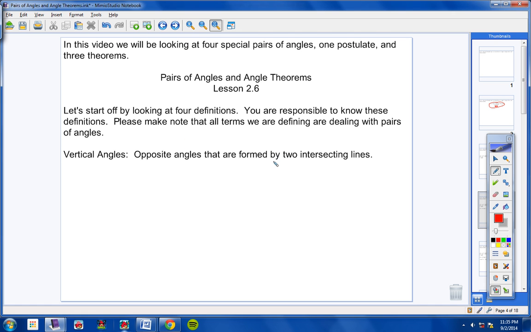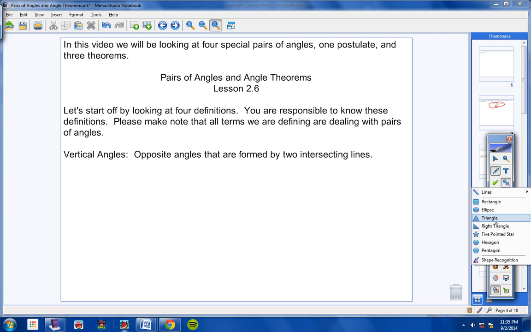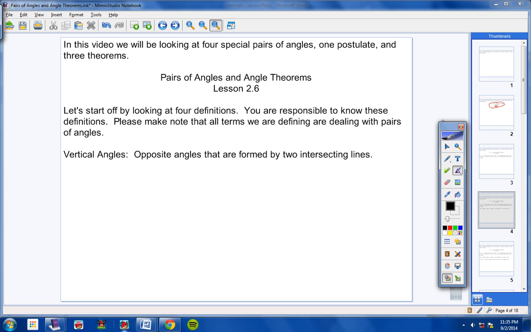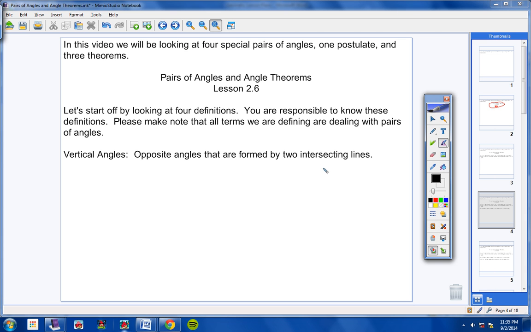Here's the first definition I would like you to write down. I will pause for a second while you write this down. Vertical angles. What are vertical angles? They are opposite angles that are formed by 2 intersecting lines. Vertical angles are opposite angles that are formed by 2 intersecting lines. Take a second, copy that down, and then I will give you a picture of it that I want you to put underneath this definition so you have an example of what I'm talking about. Opposite angles that are formed by 2 intersecting lines, okay?